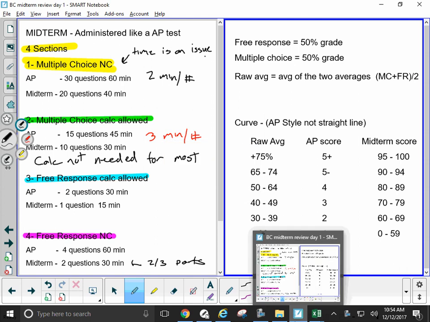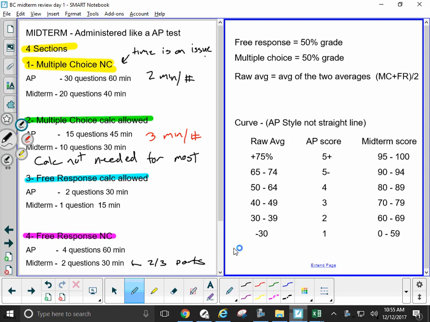Okay, your midterm is going to be a practice A/B test minus a unit worth of material that is on the A/B test, which you haven't learned yet. Okay, the structure of your midterm will be just like the structure of the regular A/B test that students will take in May. And it's the same structure as the BC test as well.